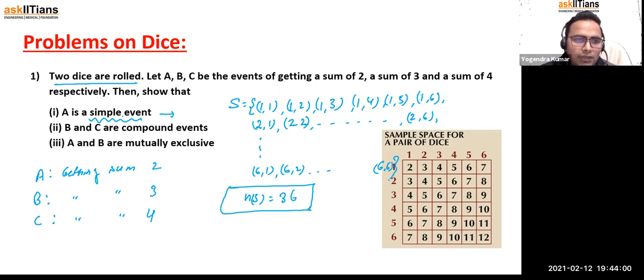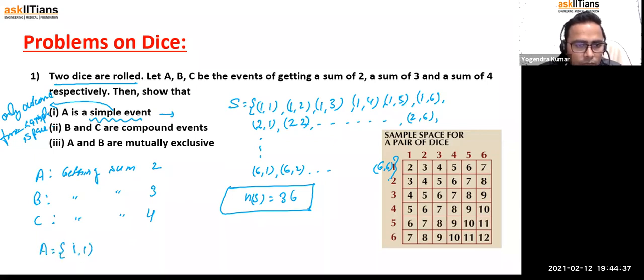Now what is the simple event from here? A is the simple event. We are showing here that a simple event should have only one outcome from the sample space. As you can see, 2 is possible by this event only. So A is 1, 1 only. It has just one outcome. So that's why it is a simple event. I hope you got the idea, right? This is the answer.